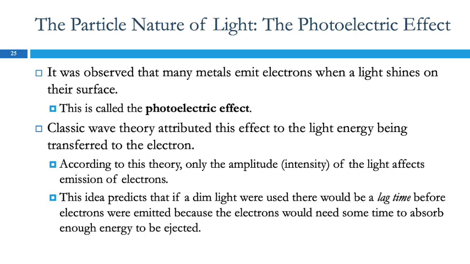Light also behaves as a particle. So it was observed that many metals will emit electrons if you shine a light on their surface. It's called the photoelectric effect. And classic wave theory, Newtonian physics, attributed this to the effect of the light energy being transferred to the electrons. According to that theory, only the intensity of the light, the amplitude, should matter. And that predicts that if you use a dim light, there would be a lag time. You'd have to wait for the electrons to absorb enough energy before they could be emitted and ejected.